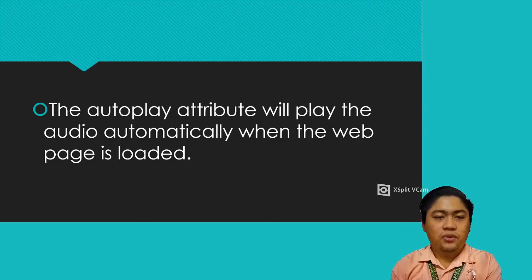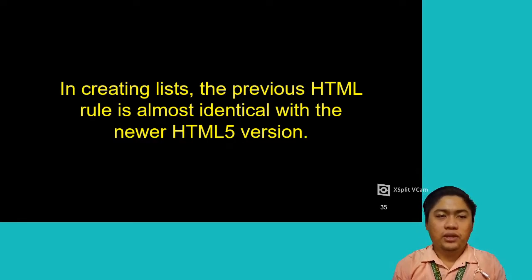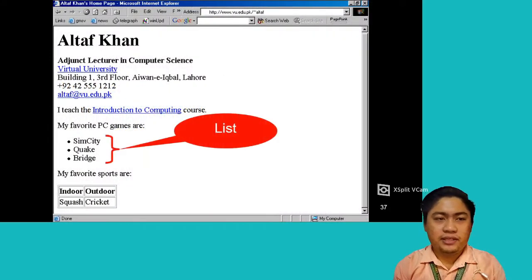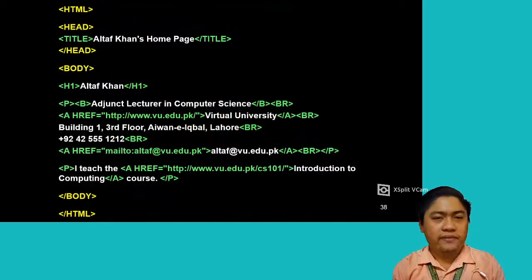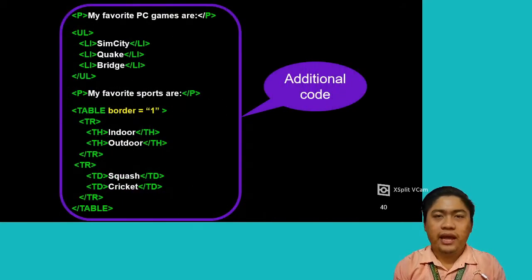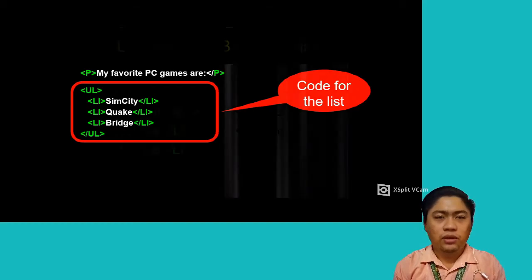Let's proceed with the creation of lists. In creating lists, the previous HTML rule is almost identical with the newer HTML5 version. As you can see here in our example, this is the list in the web page or in the HTML document. And you have the given HTML code, and you will insert the code for the list and table here in between the body tag. You will add this code to insert a list. Now, this is the code for the list. So for you to understand this code, let's have it one by one.